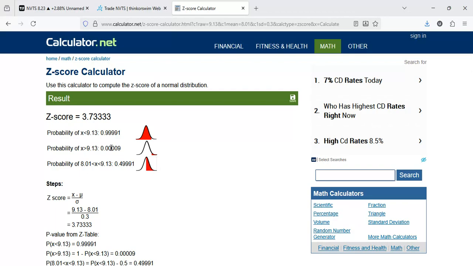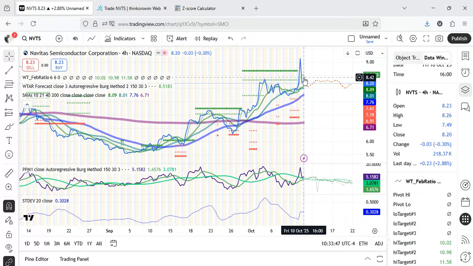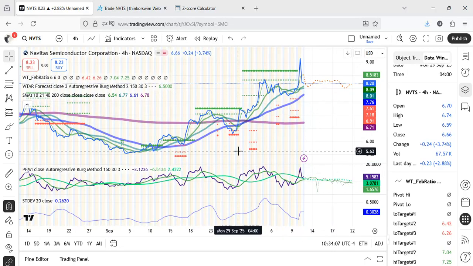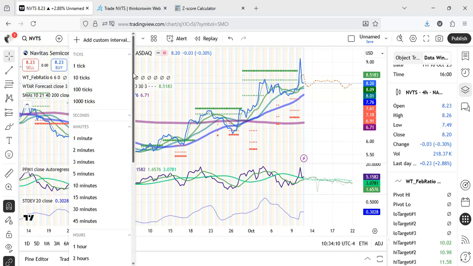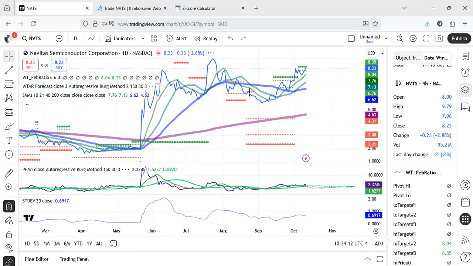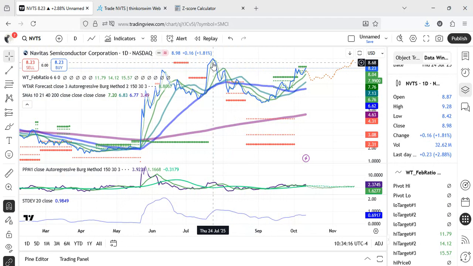Okay, and then the probability of it staying between 8.01 and 9.13 is 50%. So could it be that, you can see the algos, nothing is pointing to the upside. Everything is pointing to the downside, even on the daily chart. Could that be the reason? It may possibly be the reason. Okay, here on the daily chart, we saw previous projections that said the highs of around 11.79, 14.12, 15.57.